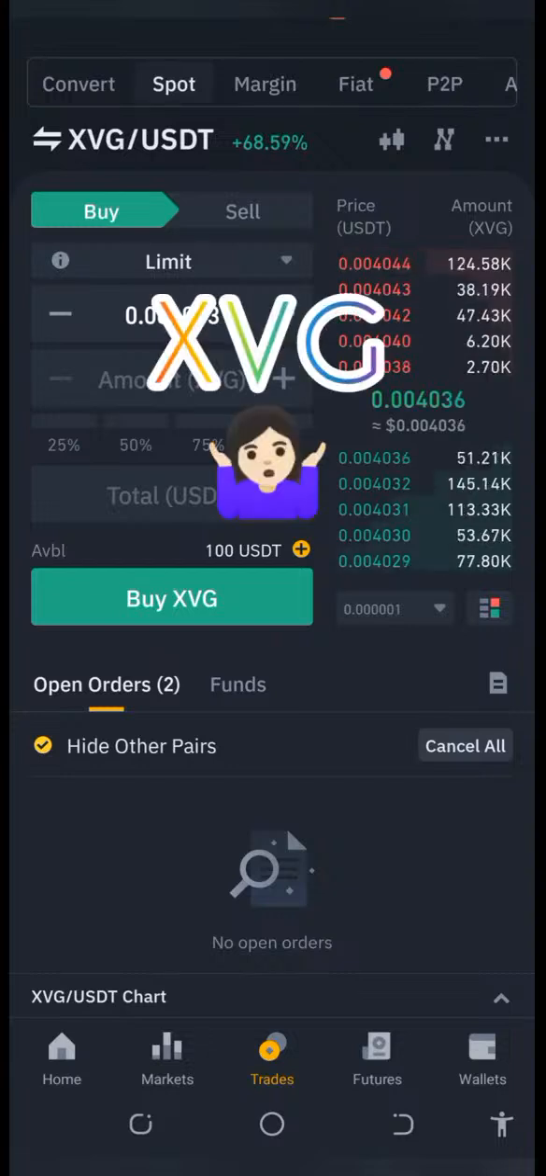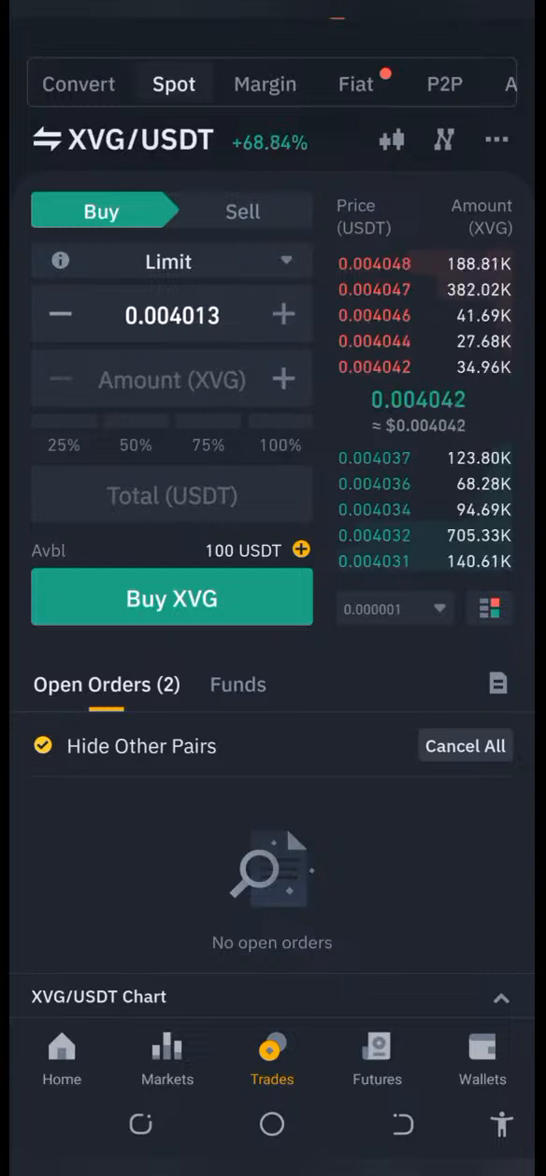Will XVG come out profitable? Yeah. We're going to look out for this, right?